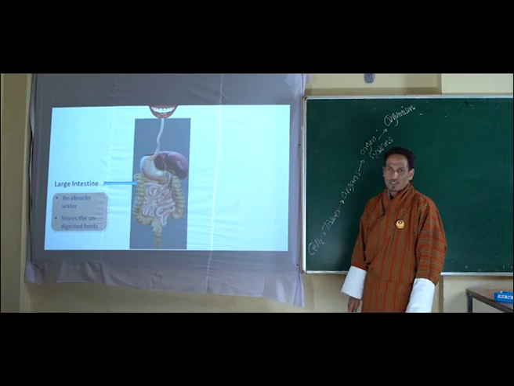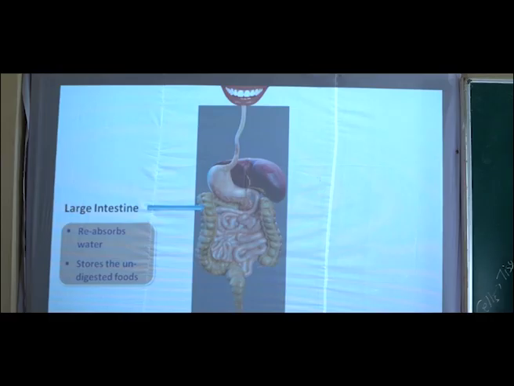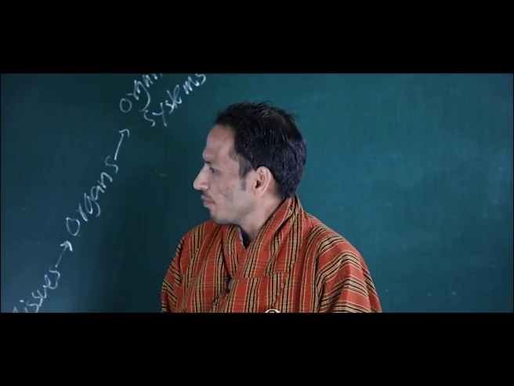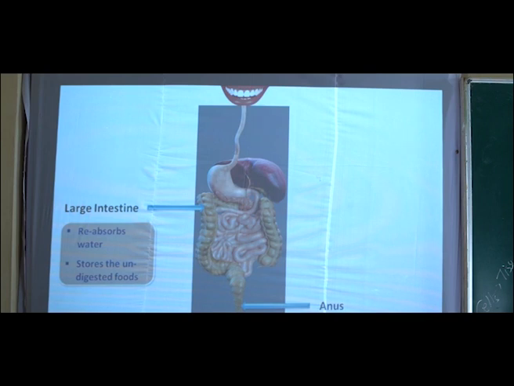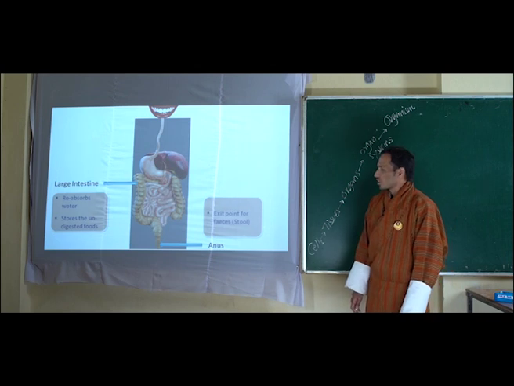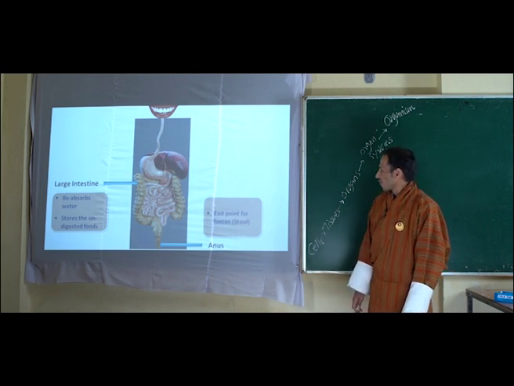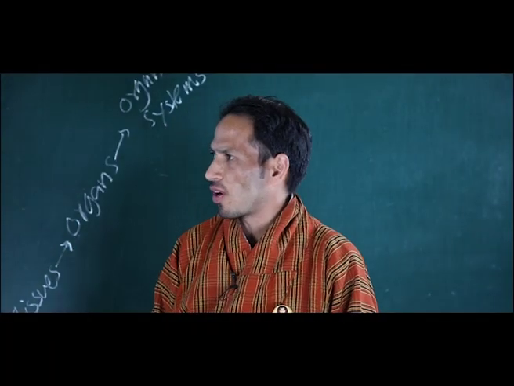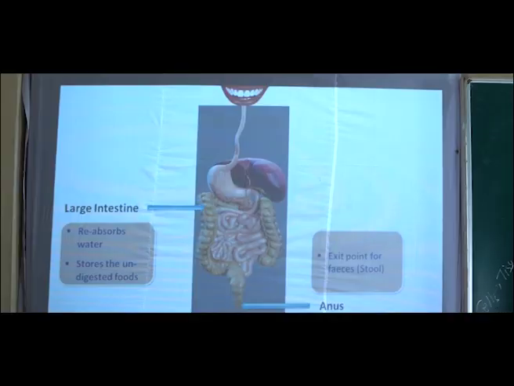Then we have the large intestine. The large intestine reabsorbs water, stores the undigested food, and it also absorbs the vitamins. Next we have the anus, and before the anus, actually we should be having the rectum, where the feces is stored for a while, and finally the feces is removed from the body through the opening called as anus.